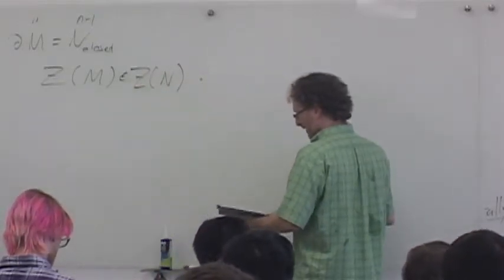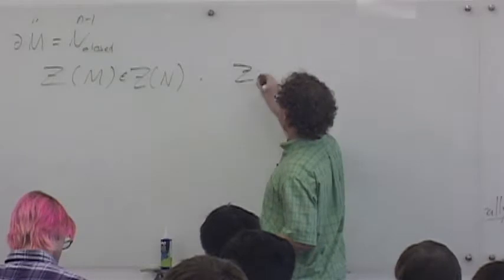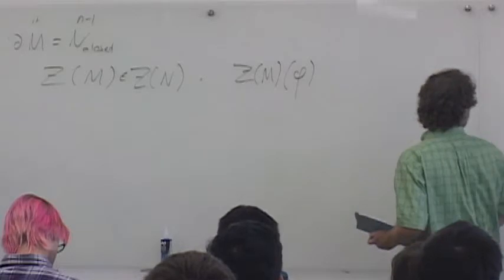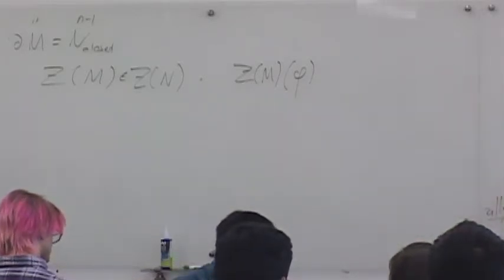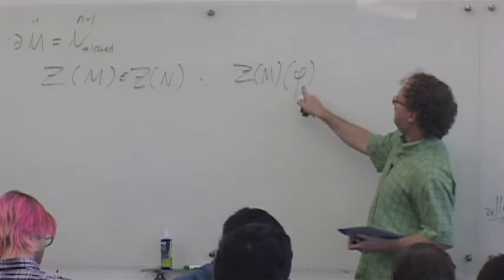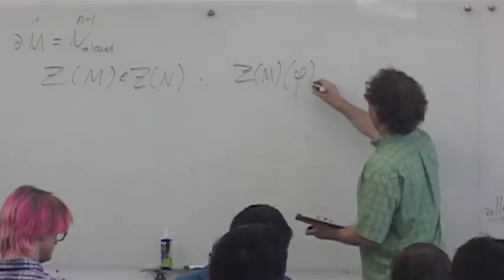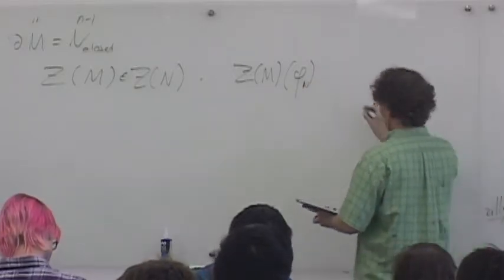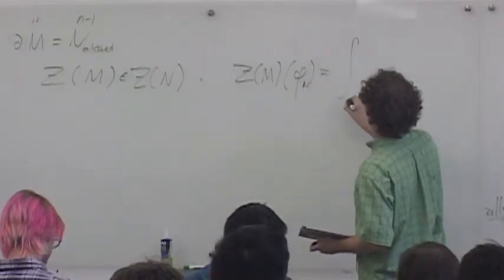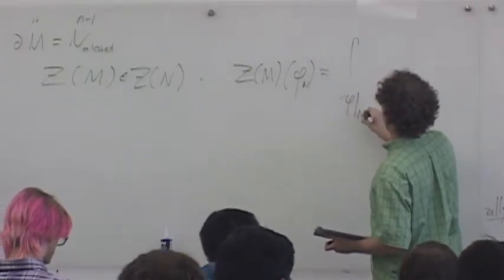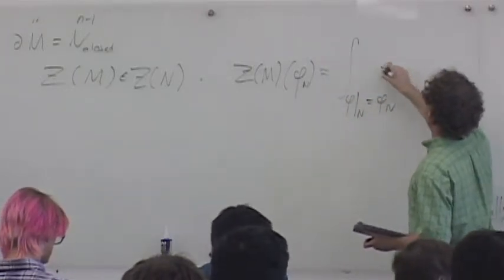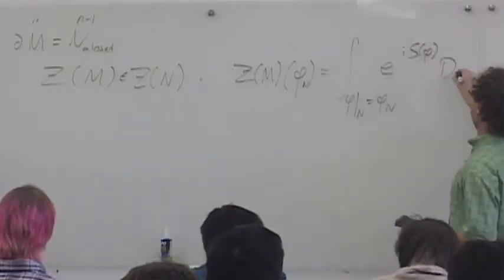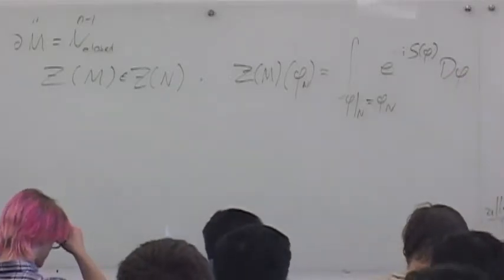So how should you imagine this? We said that Z of n is a functional. So it's something that attaches a value. It's functionals on fields. So for every field, I should give you a number. Let me call it phi sub n, just to specify this is a field on n. And that's going to be an integral over fields such that the field restricted to n is phi sub n, the same thing, e to the minus S of phi d phi. So I do a relative version where I fix the boundary value.